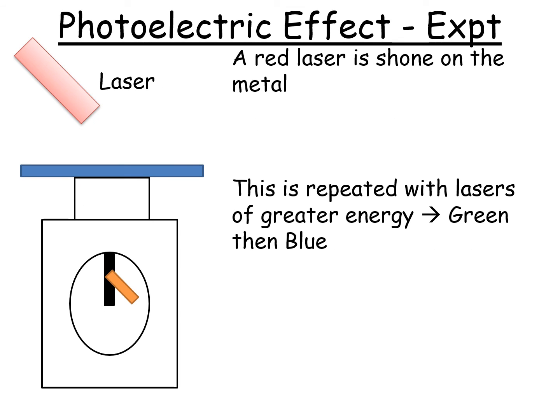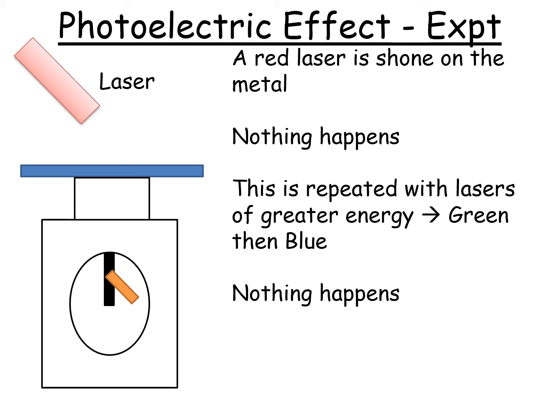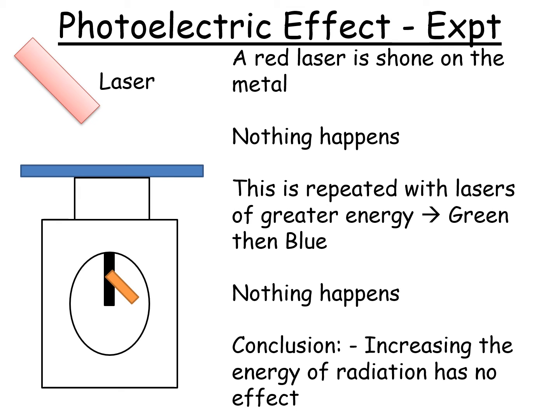Now, here's what we do during the experiment. First of all, a red laser is shone on the metal, and what we find is that nothing happens. We then repeat this with lasers of greater energy, so energies that are bigger than red would be green and then blue. And what do you think happens? Well, again, nothing happens. So what do we conclude from that? We conclude that increasing the energy of radiation has no effect.